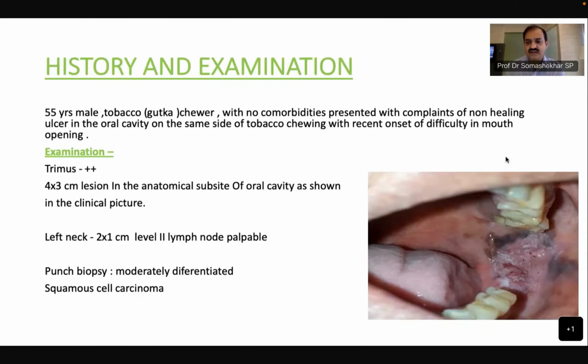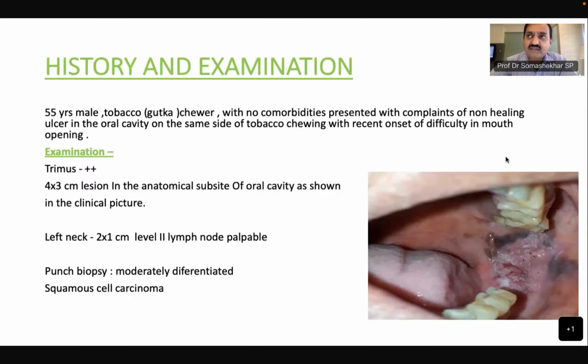Now look at this. There is a trismus grade 2, a 4 into 3 centimeter lesion in the anatomical subsite of the oral cavity as shown in the clinical picture. The left neck has a 2 into 1 centimeter level 2 node palpable. A punch biopsy from the edge, taking care to include the lesion and the normal area, full depth, shows moderately differentiated squamous CA. Remember, it can be keratinizing or non-keratinizing.